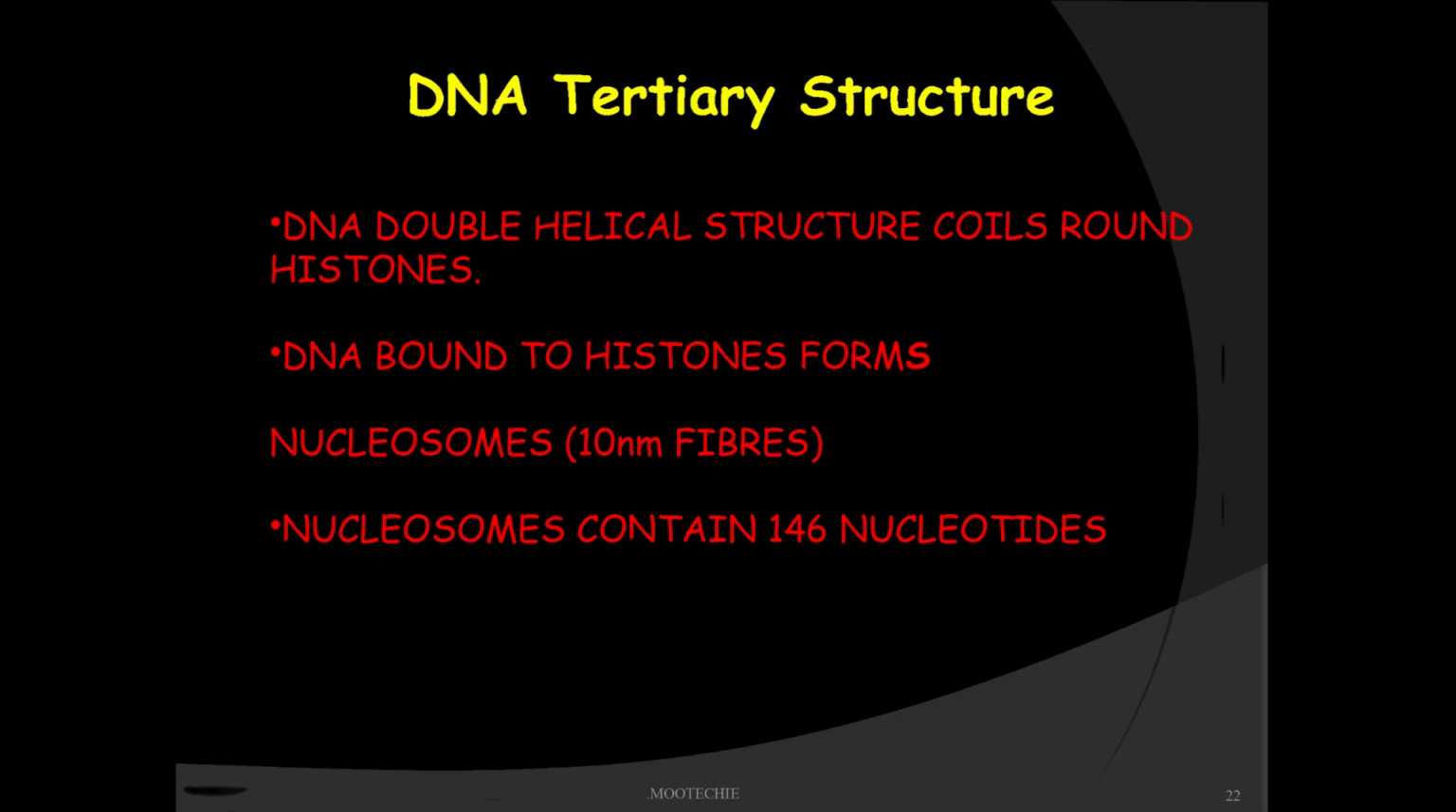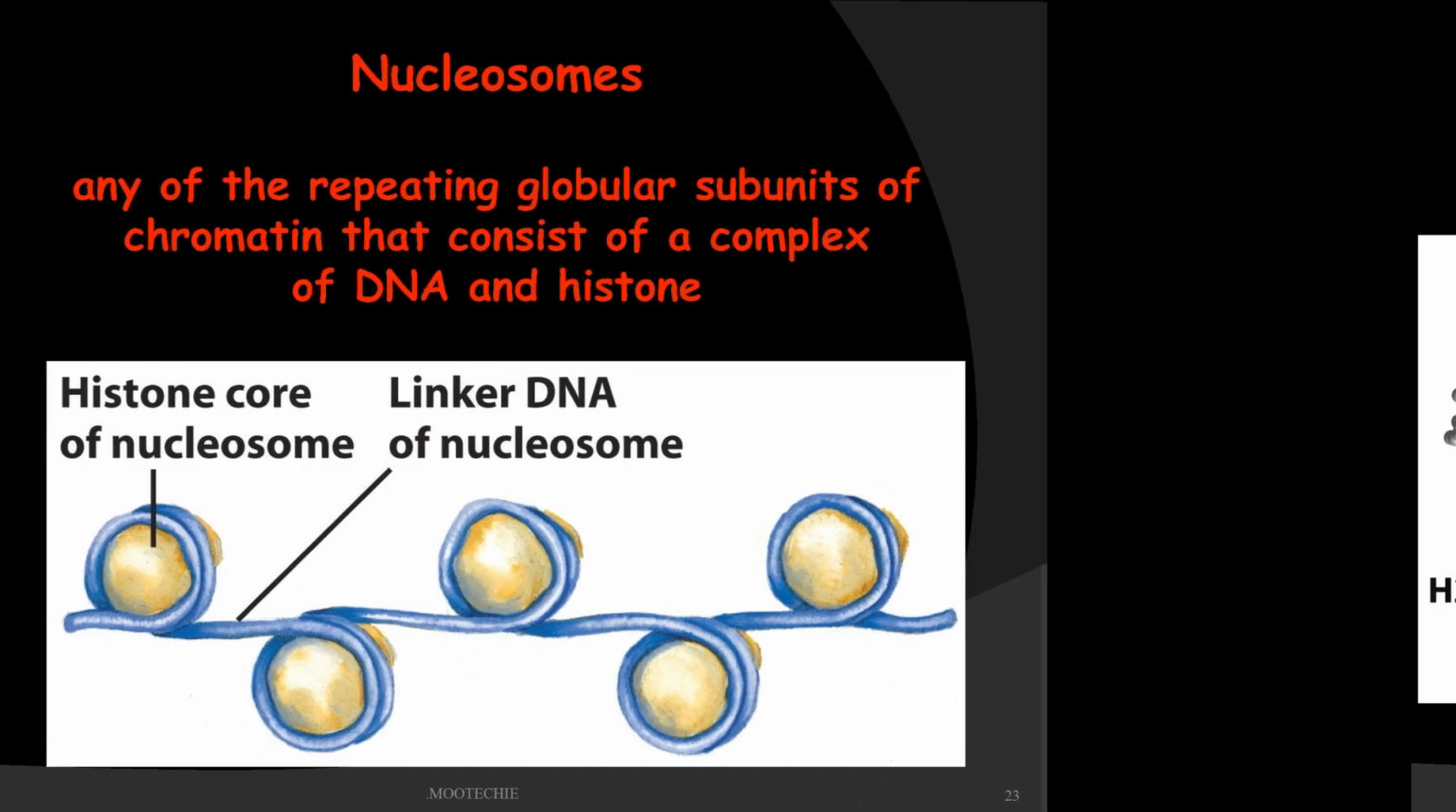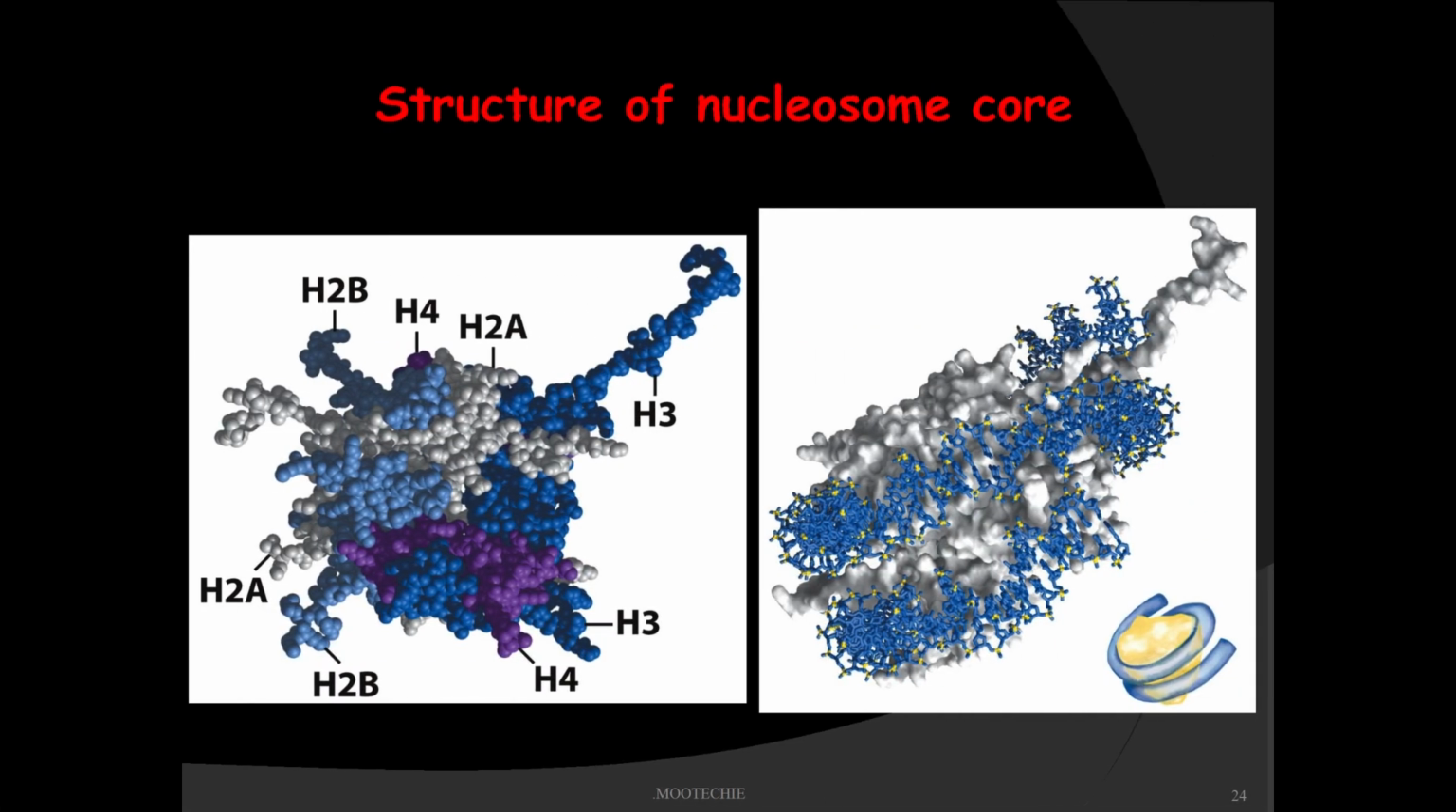So what is a nucleosome? It's one of those repeating globular subunits of chromatin. It consists of a complex of DNA and a histone core, with linker DNA connecting one nucleosome to the next. The core itself is made up of a protein octamer. Imagine a core of 8 histone proteins, 2 copies each of H2A, H2B, H3 and H4. The DNA is wrapped around this protein core like thread around a spool.